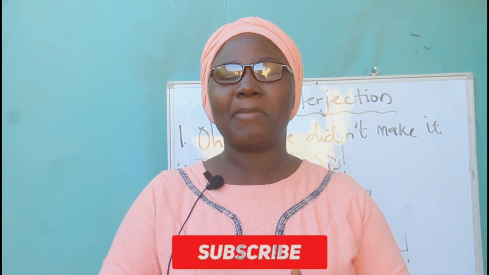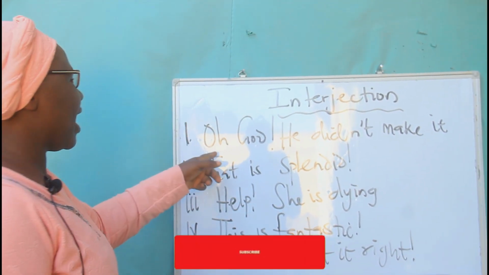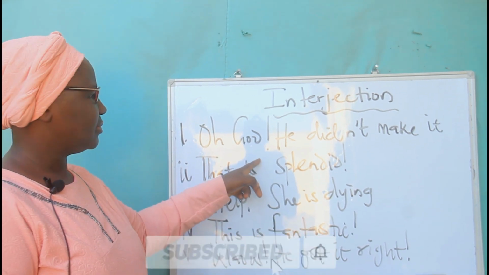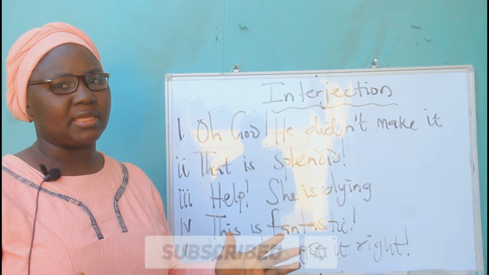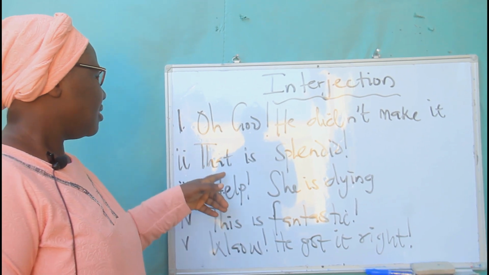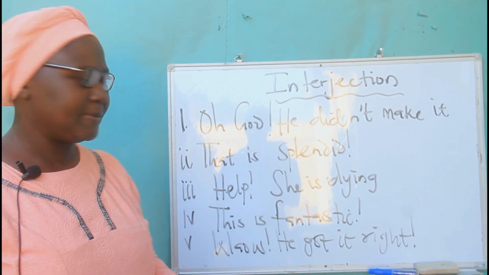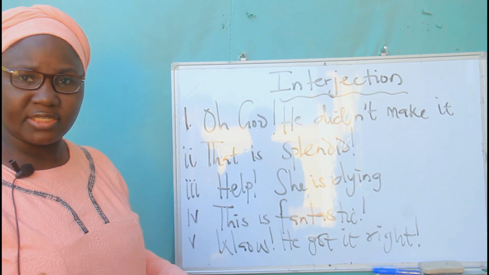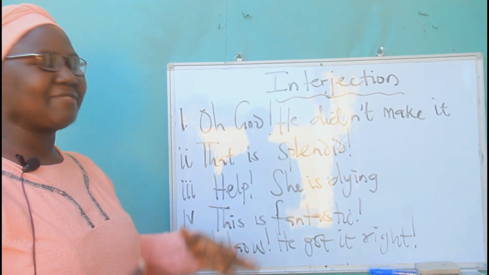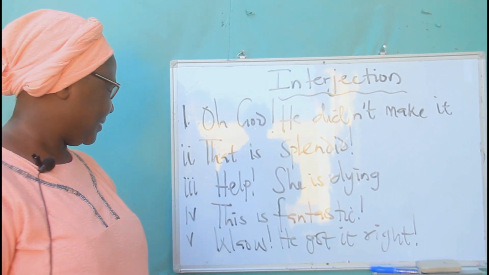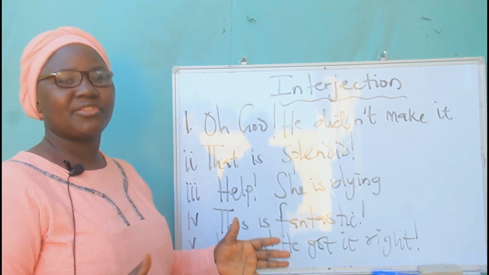Now, let me give you some examples in a sentence form. Follow me. Here we have, oh God, he didn't make it. That is splendid. Help, she's dying. This is fantastic. Wow, he got it right.